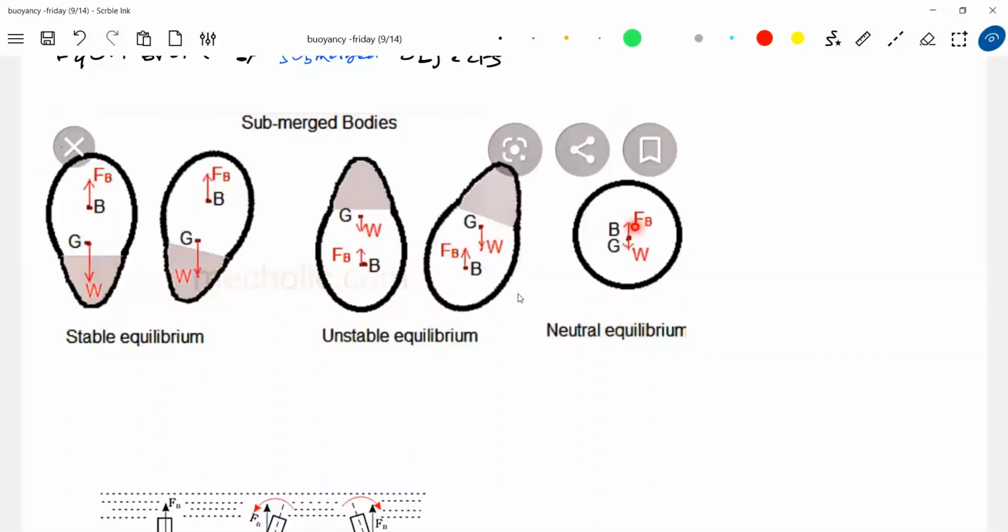Where the buoyant force and the weight will act through the same point. What do you mean by the same point? The point of action of the force, like the weight. Where does weight act? At the center of gravity, or center of mass, better you say. What about the buoyant force? B is called the center of buoyancy.